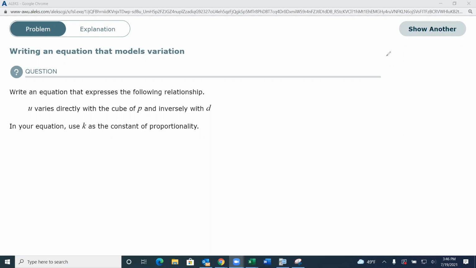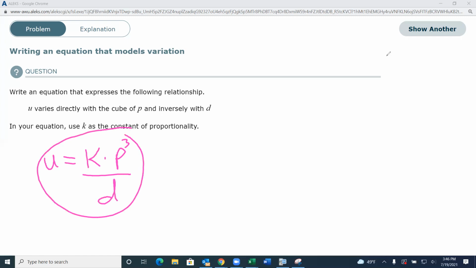So on this one, it says U varies directly, so that's K times, with what? With the cube of P. Now, if it had said cube root, then it would be like that, but it didn't. So the cube of P. And it also varies inversely. Inversely means divide. With D. And I'm done. That is the end of the problem.